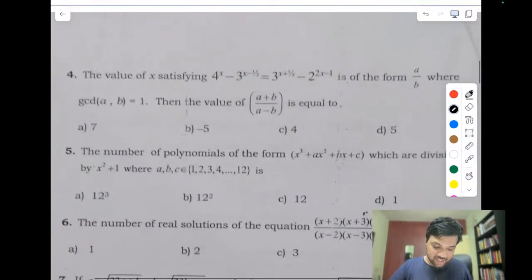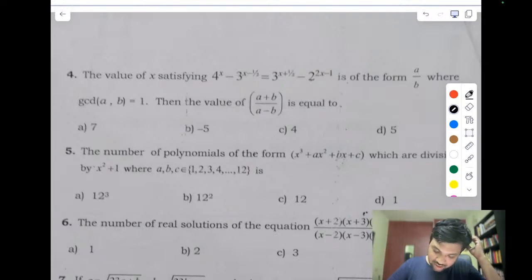All right. Next question. The value of x such that 4 power x minus 3 power x minus half is 3 power x plus half minus 2 power 2x minus 1 is of the form a by b where GCD of a and b is 1. Then the value of a plus b by a minus b is equal to. So there is some x for which you can find a fraction solution. Basically, some rational number is a solution to this equation, right?